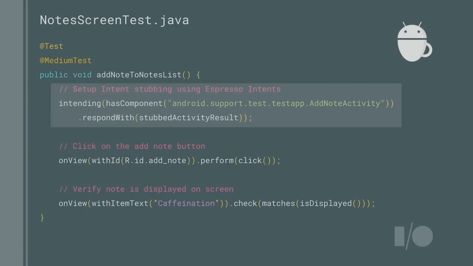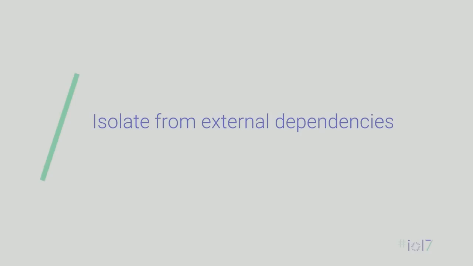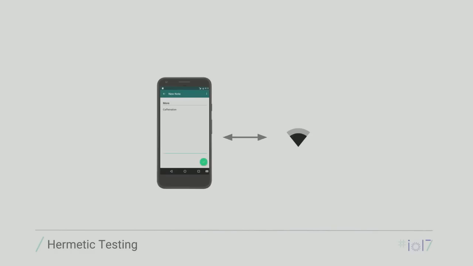OK, so let's go back to the example and see how we can isolate the second part. When you usually write tests, you end up in a position where you may have some external dependencies in play that are outside of your control. So in our example, as I showed before, we have a node that we save, and it hits the real server. Now, even though we have an idling resource that makes it more reliable, your test can still fail because your server may crash for some reason. So your test will fail.